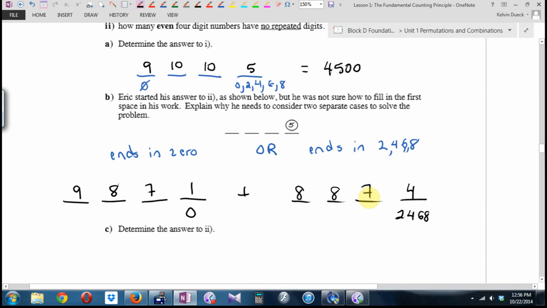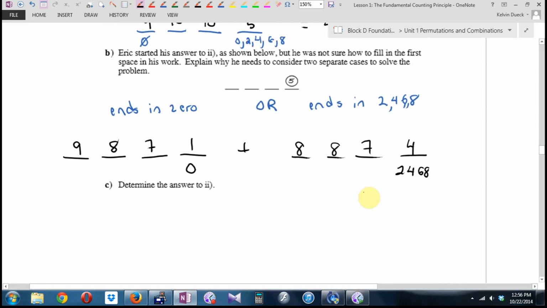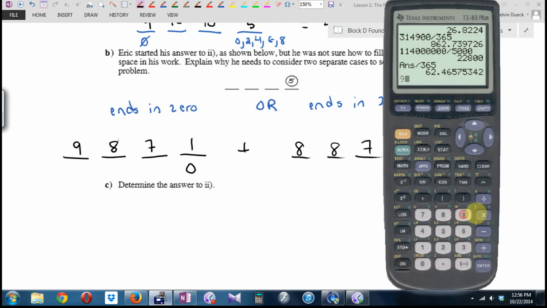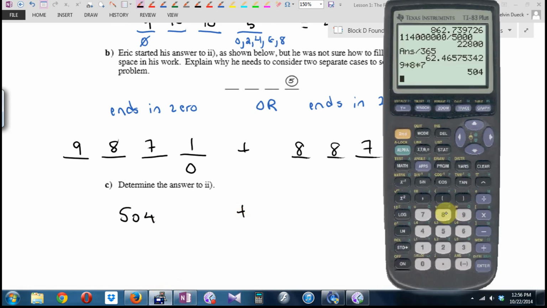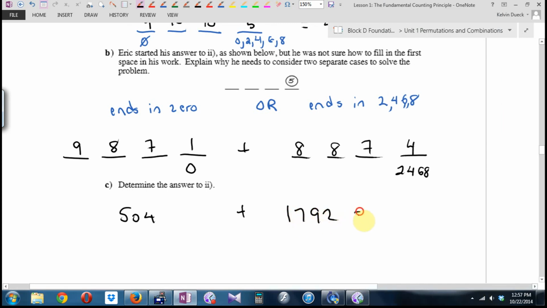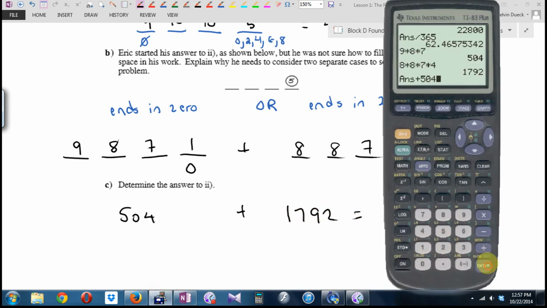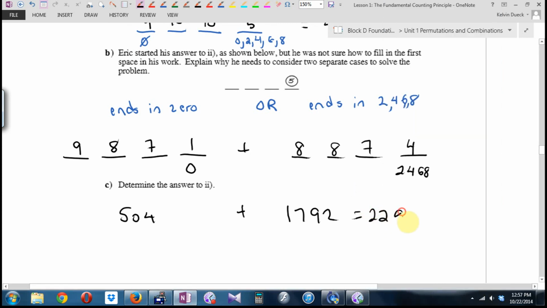This is a tough question. Anytime one of your Scrabble tiles appears in more than one restriction, you better break it down into the separate cases and turn it into an OR question. What is 9 times 8 times 7? 9 times 8 is 72 times 7 is going to be 504, I think. I better double check. 9 times 8 times 7, it's 504. Or 8 times 8 times 7 times 4, 1,792. 2,296.